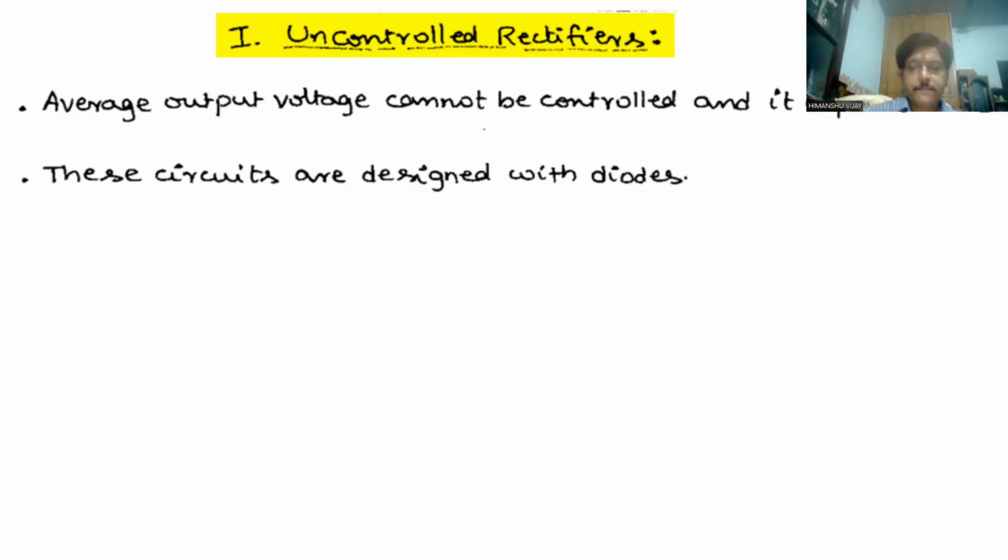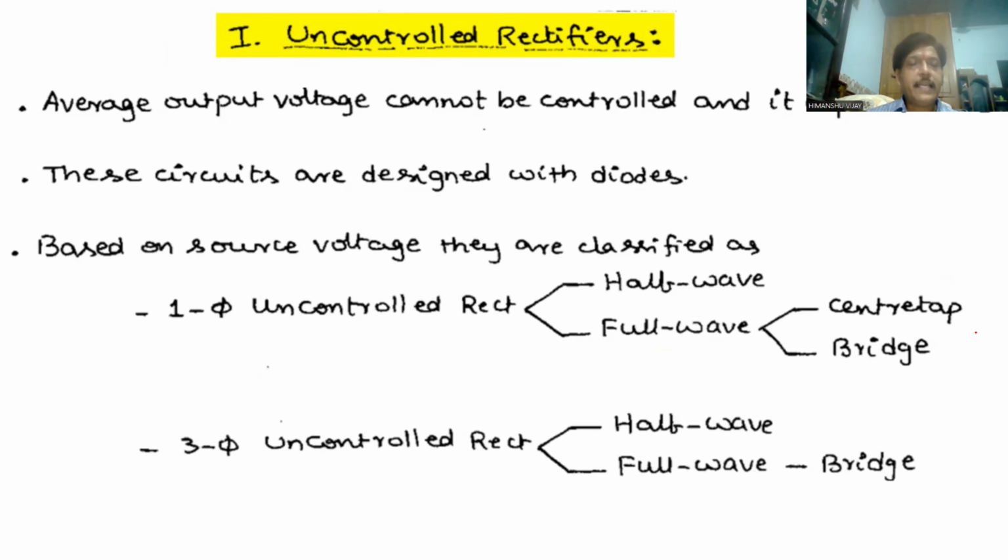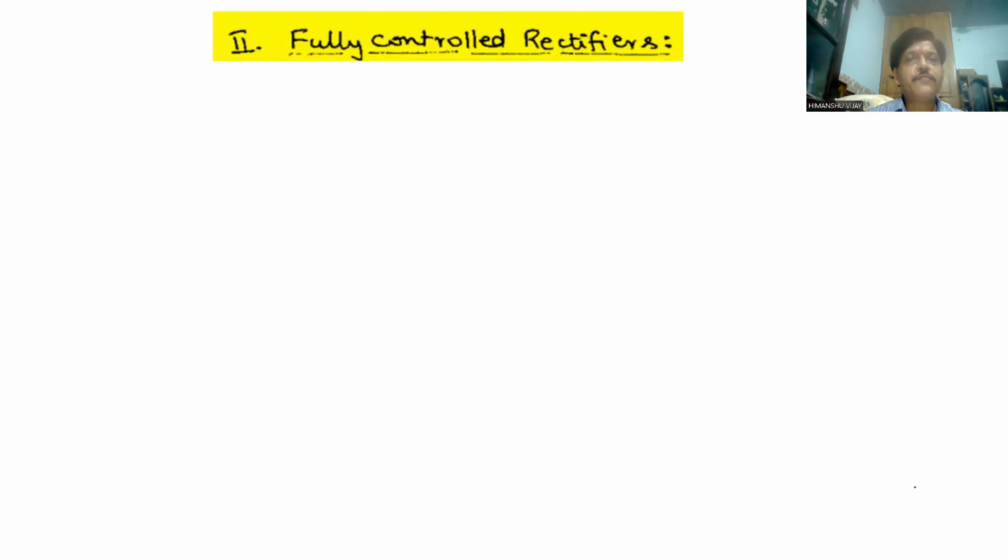Next thing is, based on the source voltage, they can be classified as either single phase uncontrolled rectifier, in which we have half wave or full wave. And in full wave, there are two categories: one is center tap type and the other is bridge configuration. Then another category is three phase uncontrolled rectifier, which is again of two types, half wave and full wave, which is again bridge configuration. Next is the fully controlled rectifier.